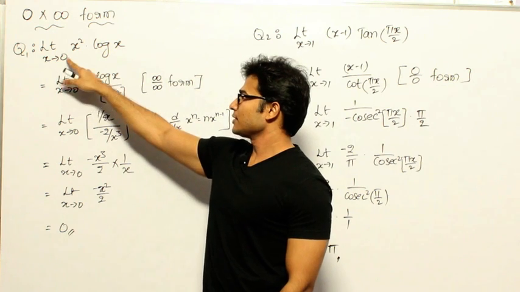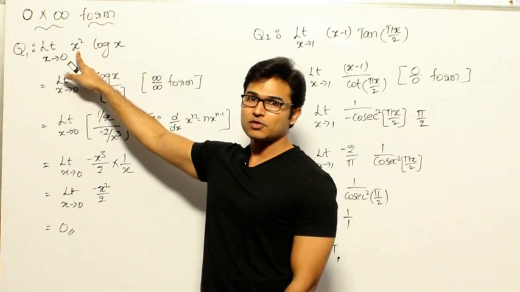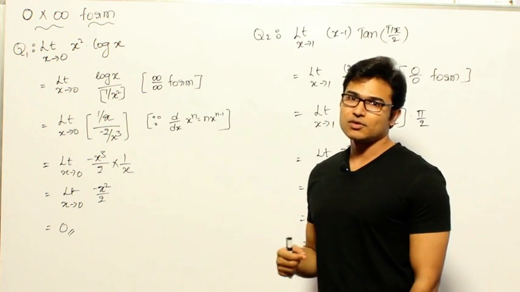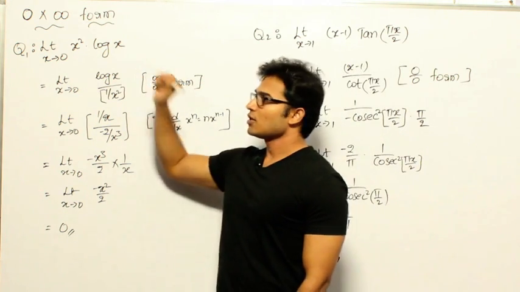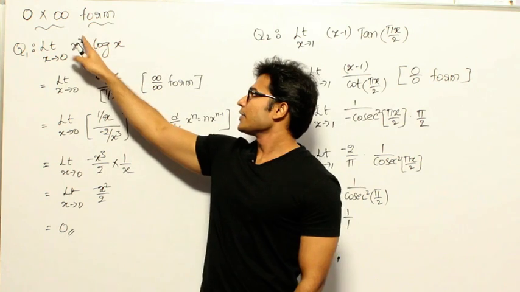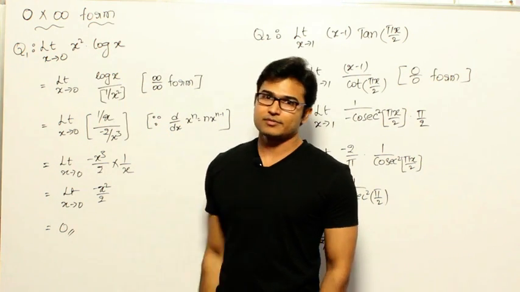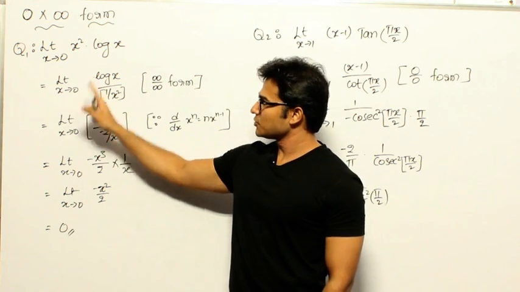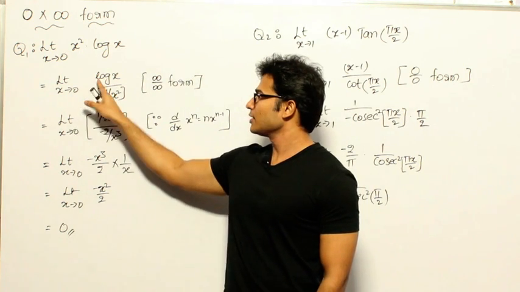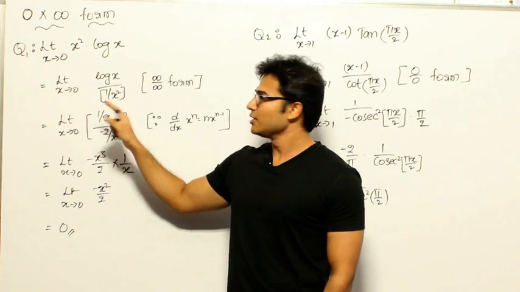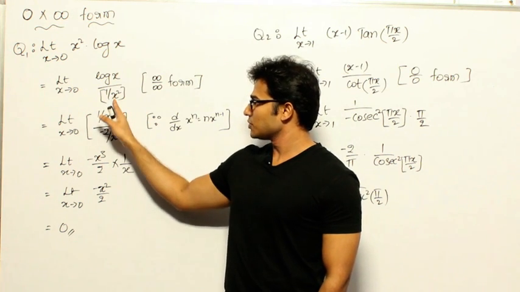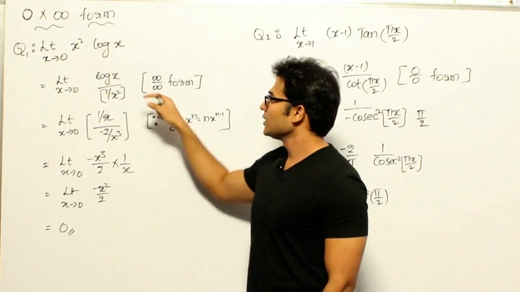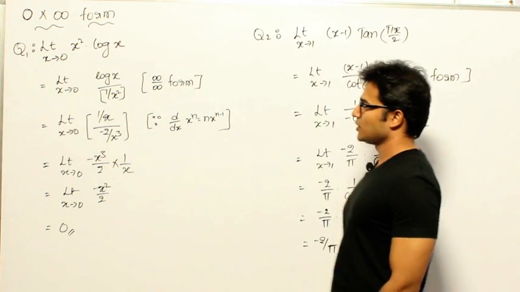Now if you try to substitute 0 in place of x, you are going to get 0 here. And what about log 0? It is infinity. Therefore you are going to get 0 into infinity there, right? So now I'll take this x square into the denominator by writing it as 1 by x square. Now if you substitute 0 in both, log 0 is infinity, and 1 by x square gives 1 by 0, which is again infinity, which means you are going to get infinity by infinity form.